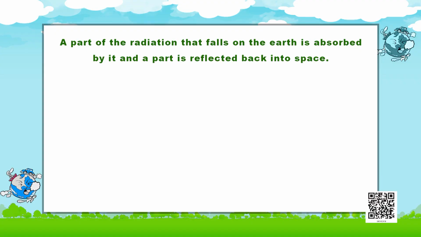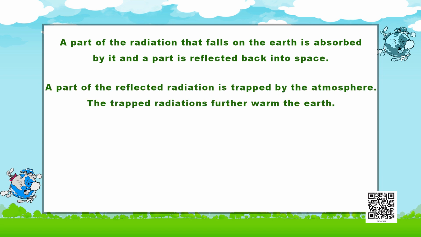You know that the sun's rays warm the earth's surface. These are small structures which are made up of glass. A part of radiation that falls on earth is absorbed by it and a part is reflected back into space. The part of reflected radiation is trapped by the atmosphere. The trapped radiation further warms the earth.